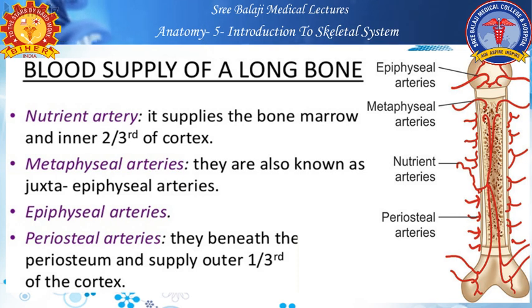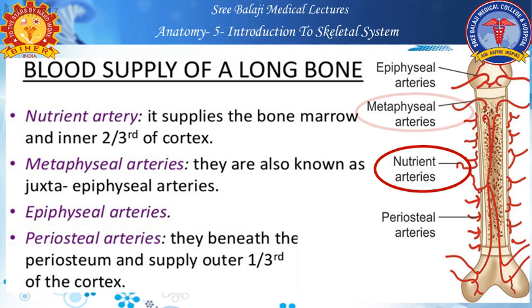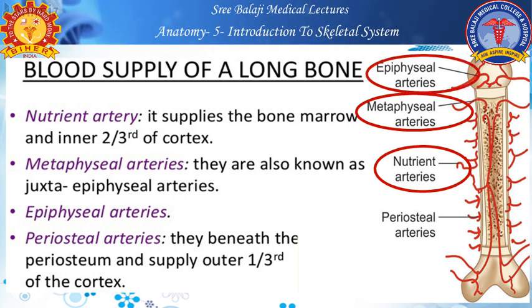One of the major arteries supplying the long bone is the nutrient artery. This nutrient artery supplies the bone marrow and the inner 2/3 of the cortex of the bone. There are a few arteries which are called metaphyseal arteries. These arteries supply the metaphyseal region of the bone. These are otherwise called the juxtaepiphyseal arteries. The third type of arteries are the epiphyseal arteries, which supply the ends of the bone.